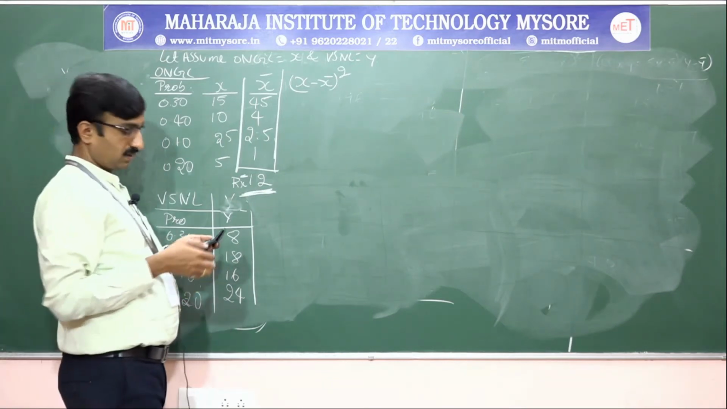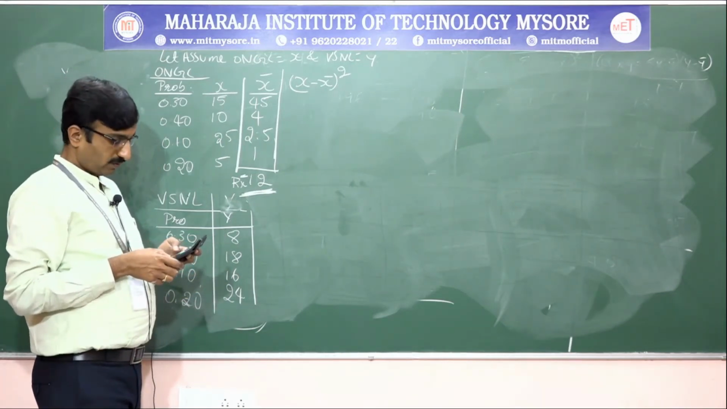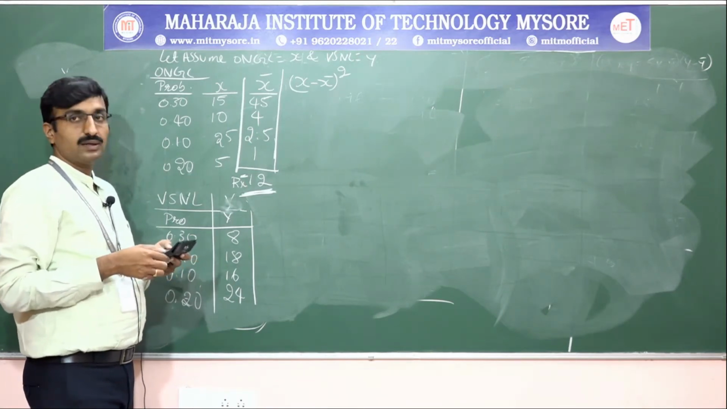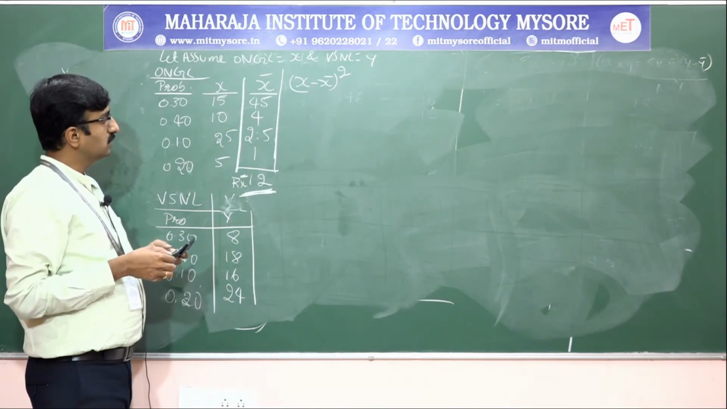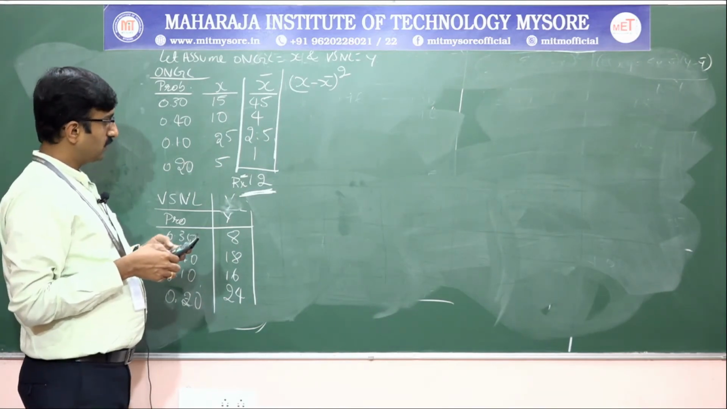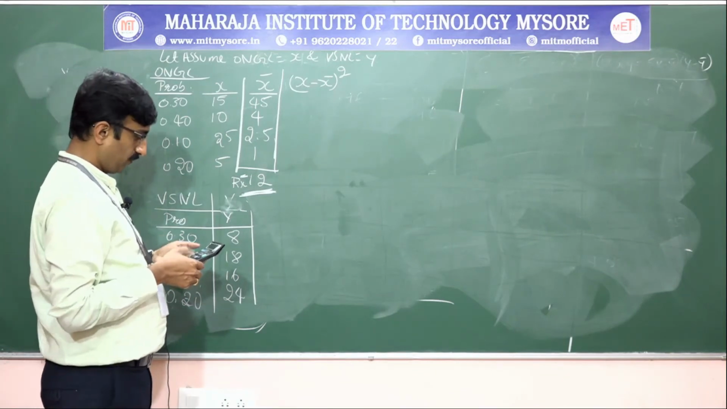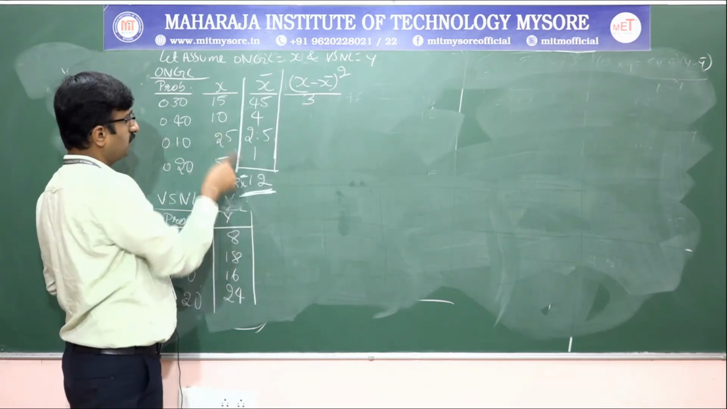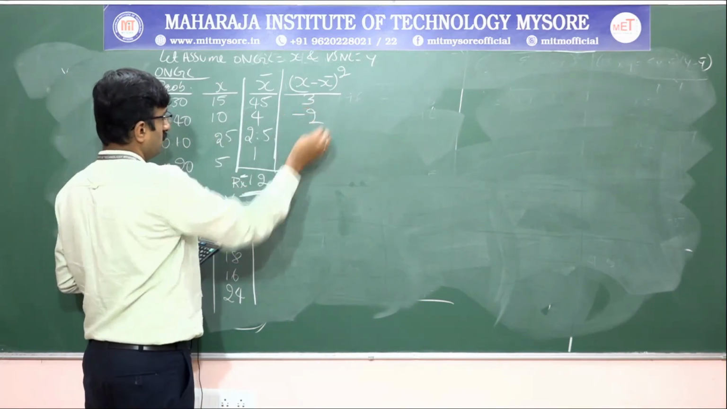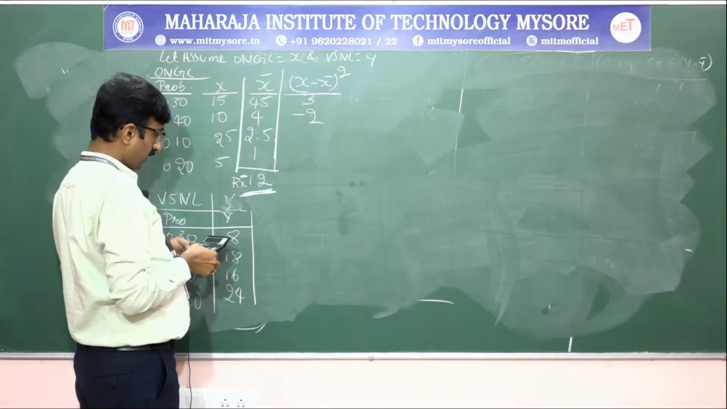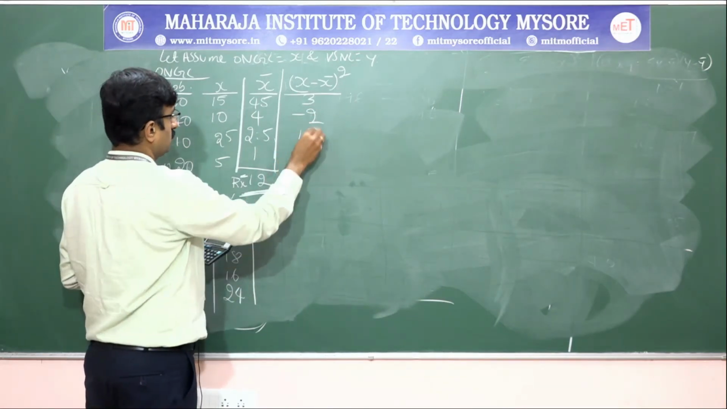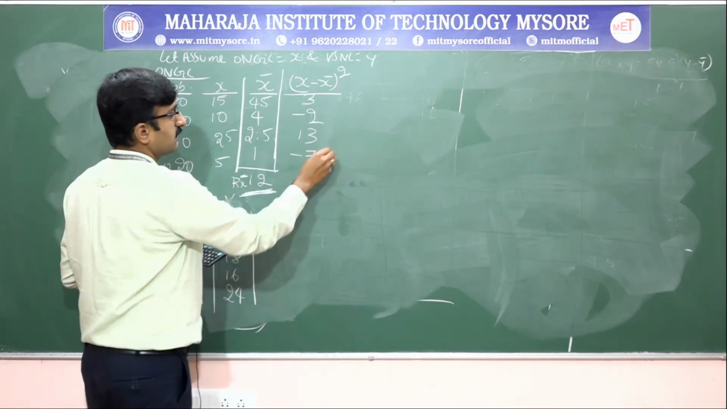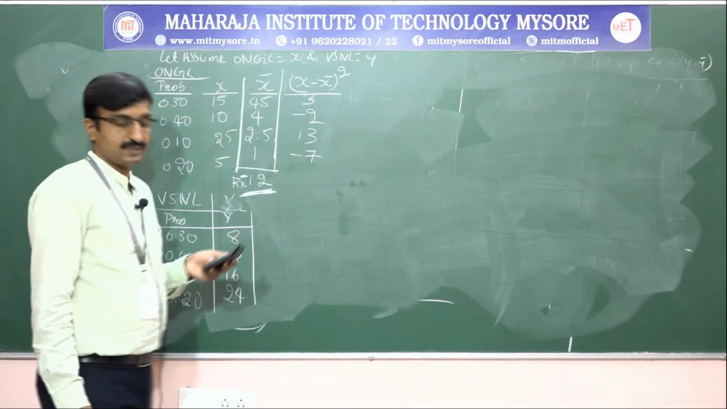It is 9, 4.5, sorry, 4.5 minus 12, so 4, 15 and 12 it is 3, then 10 minus 12 it is minus 2, 25 minus 12 it is 13, 5 minus 12 it is minus 7. Okay, this is called X minus X bar.